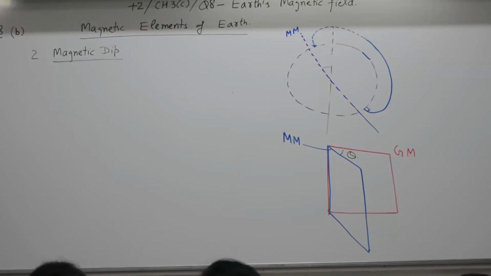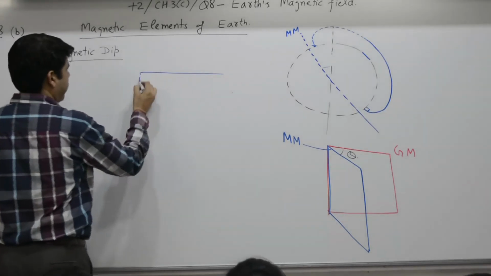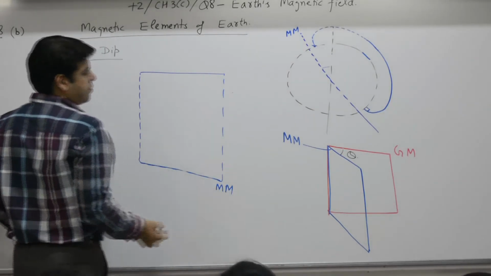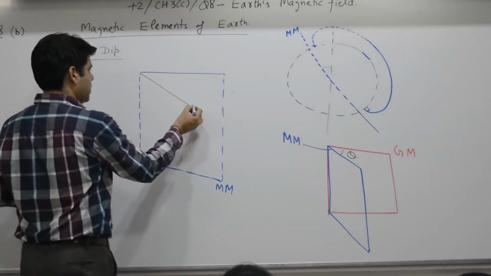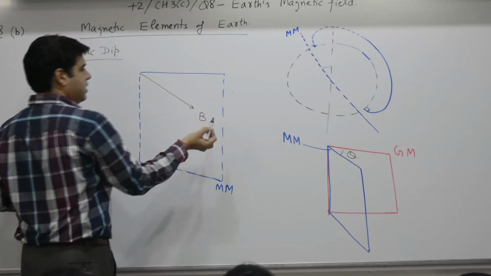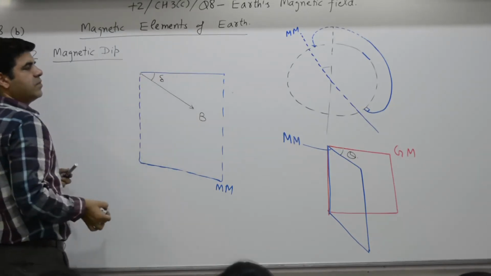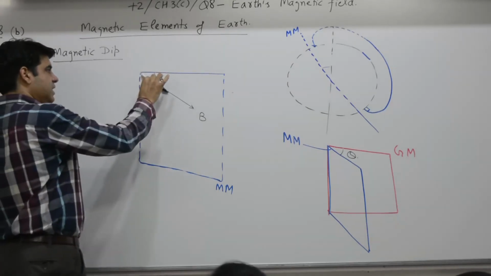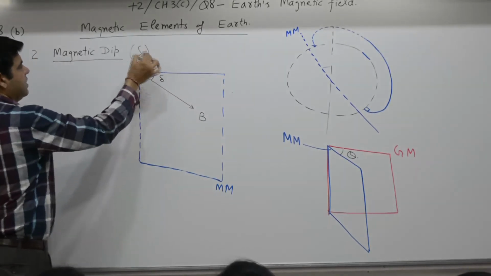So magnetic dip at a place is defined as the angle which the direction of total strength. First I will mark the magnetic meridian. This is the magnetic meridian, MM. In this magnetic meridian, if you place a needle, the magnetic field is B. I will change the nomenclature as given in the notes, and it makes angle delta, say 30 degree. Then this delta is the angle which the field makes with the horizontal. So magnetic dip is delta.